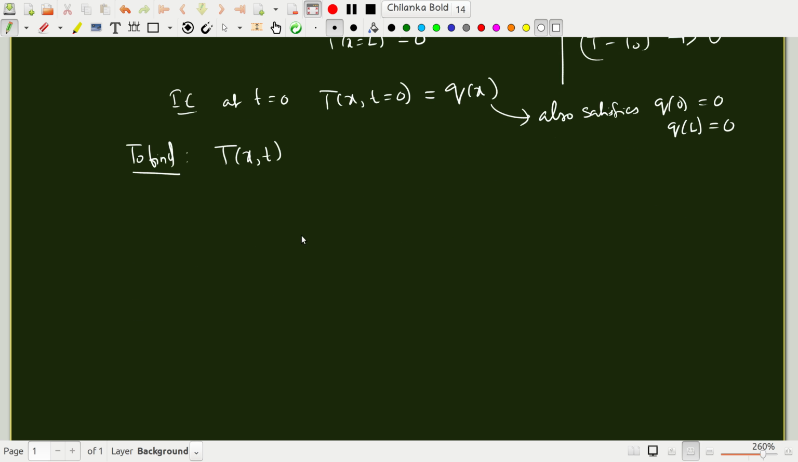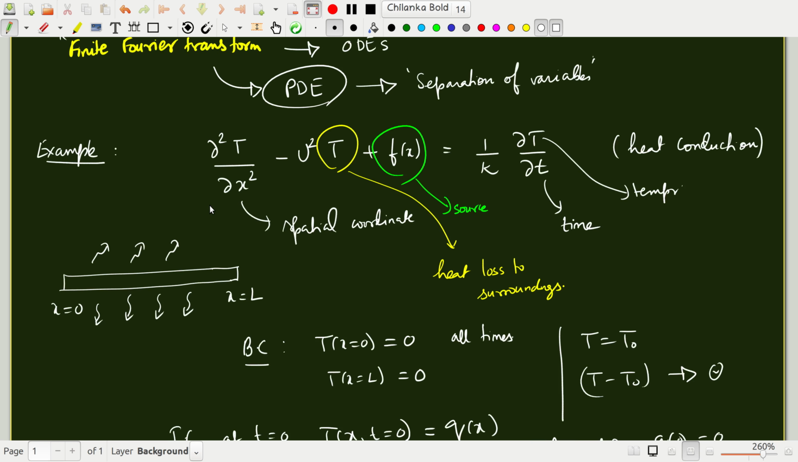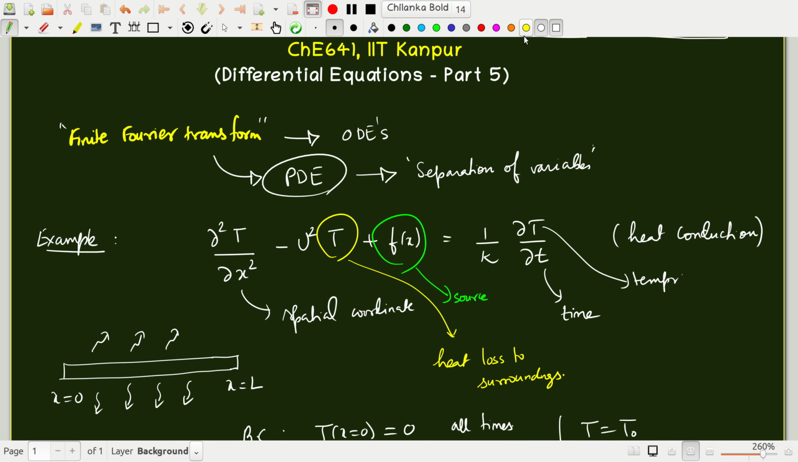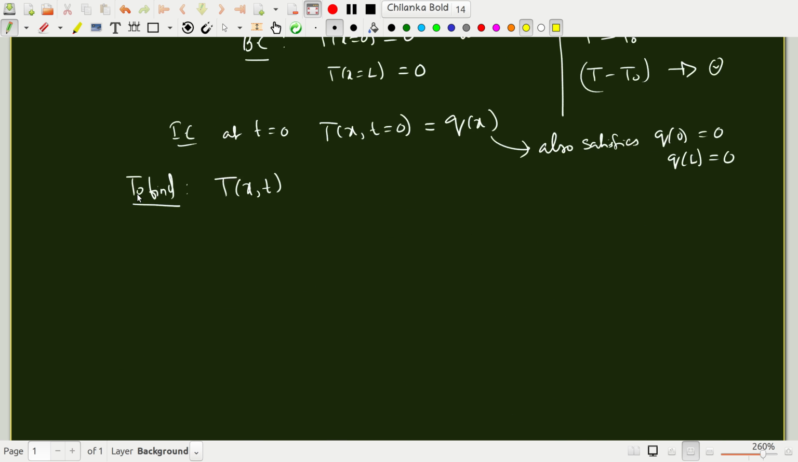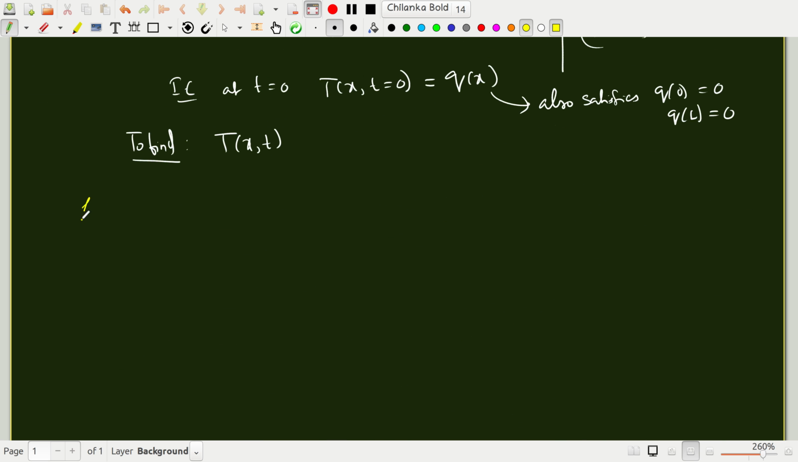It's a linear partial differential equation. Now if you look at this partial differential equation, I'm going to consider an operator like this. I'm going to call this operator L. So L of phi is nothing but d squared phi by dx squared minus u squared phi.